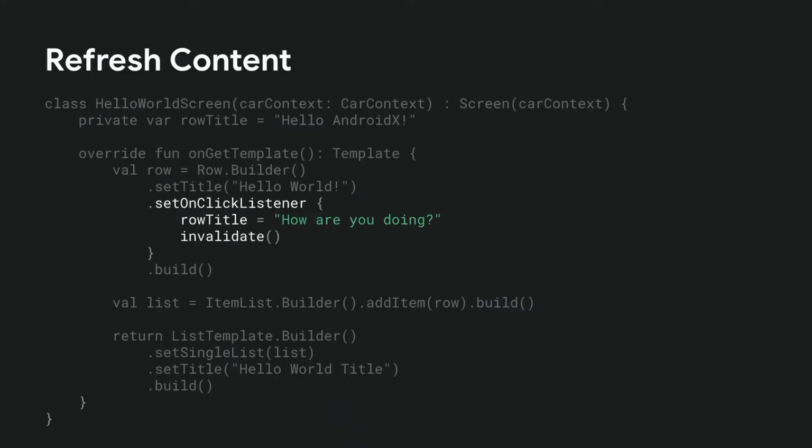For the next few slides, we will show a few things you can do with the library. For a comprehensive walkthrough of the library features, please refer to the car app library developer documentation. Here, when the user taps on the row, we update the row text. The invalidate call notifies the host that the screen needs to be updated.